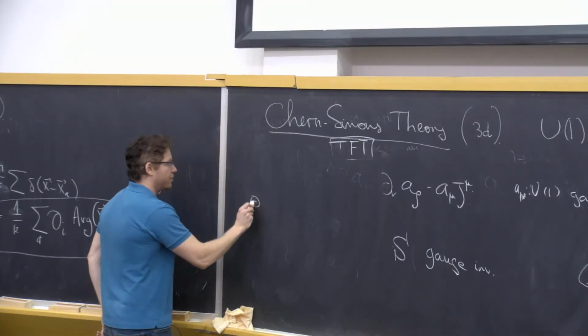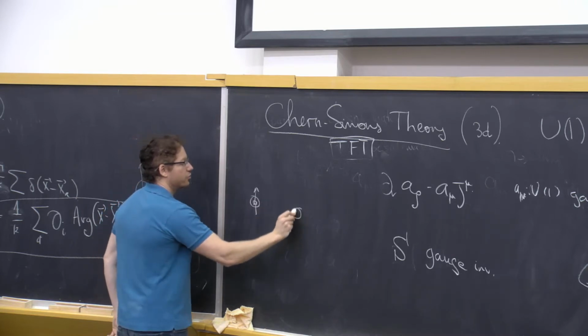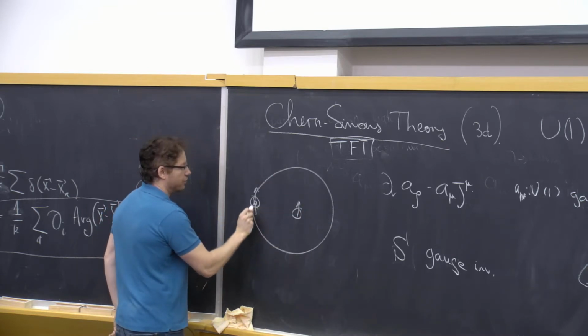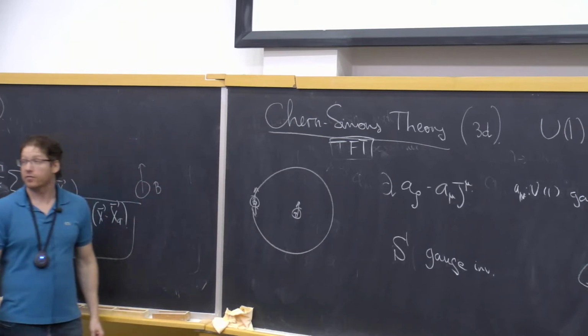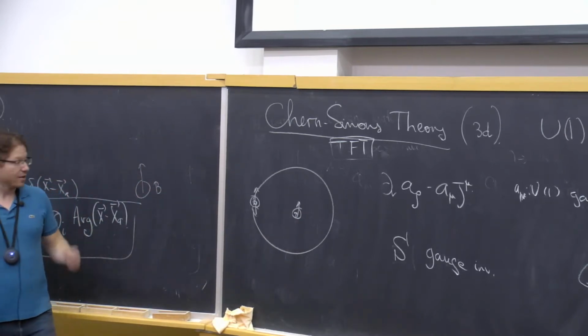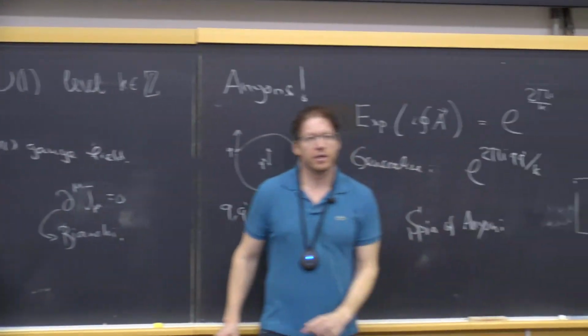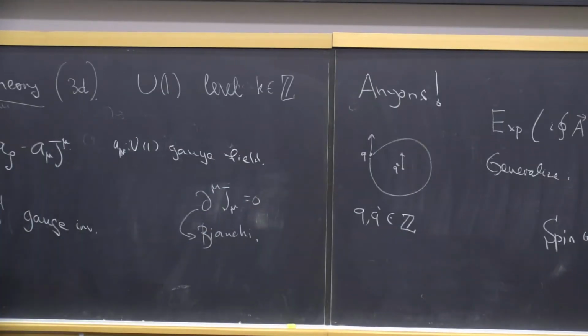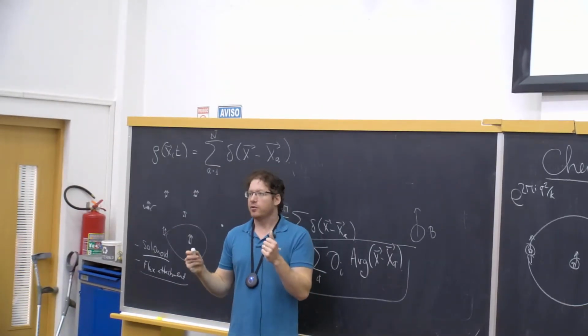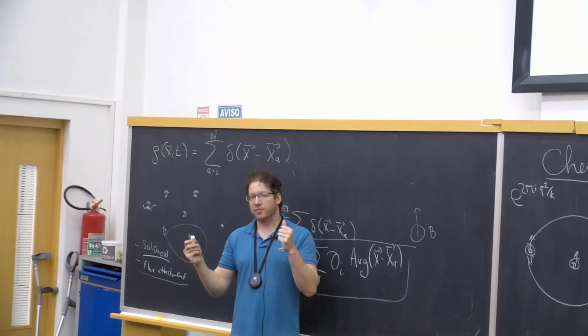So let's consider what happens when you take an anyon of charge q and move it across an anyon of the same charge q. From this computation of the phase, we see that the phase that we would pick up would be e to the 2 pi i q squared over k. Is this okay?